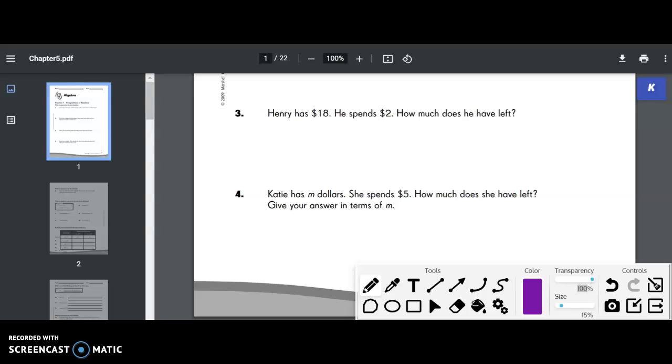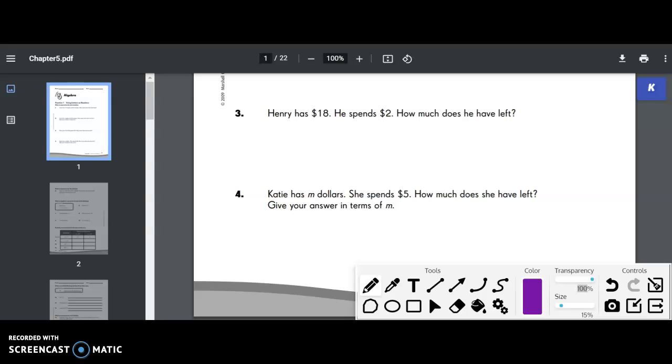All right, fifth graders, we're still talking about writing expressions, but this time it has some more words around it. It's a situation. So we'll start with number 3 and we'll just do some examples so you can get the feel of it. So Henry has $18. He spends $2. How much does he have left?